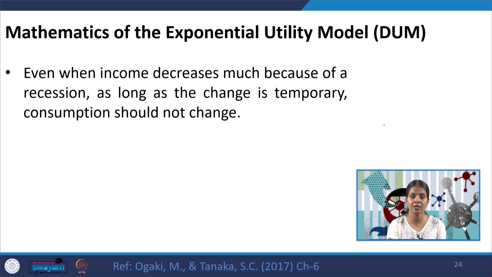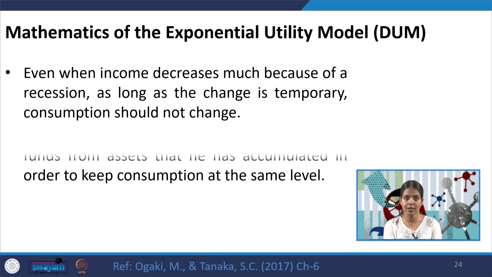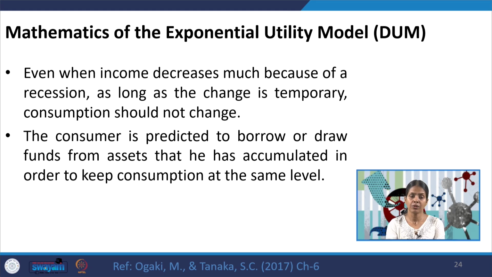So, these are the basic precepts of the permanent income hypothesis or the life cycle theory that we had discussed while discussing mental accounting. As a result, there would be some drop at some point of time when the change is temporary. We can expect that there would be some other point of time when this drop would be made up for, and as a result overall consumption is expected to remain the same. The consumer is predicted to borrow or draw funds from assets that he has accumulated in order to keep consumption at the same level.